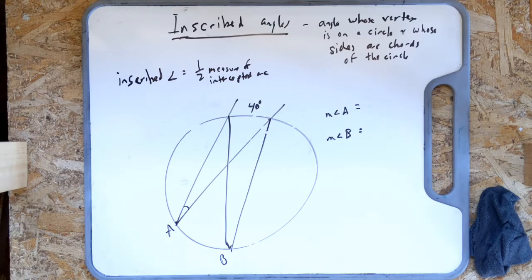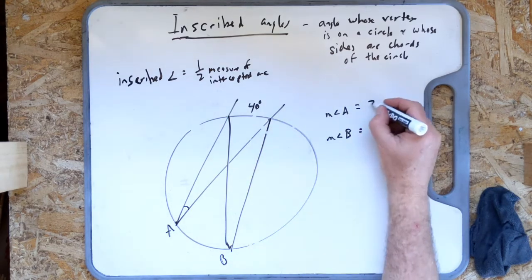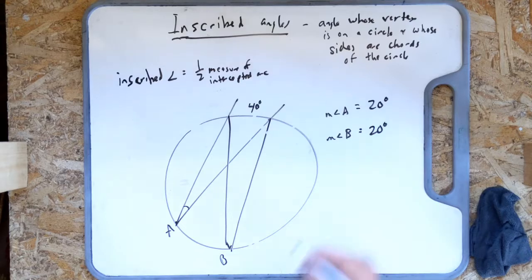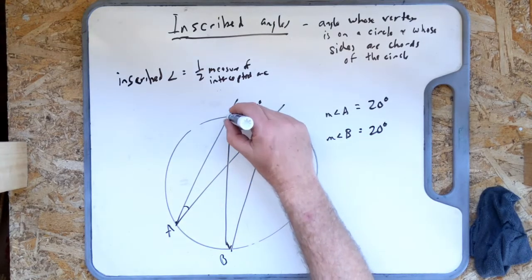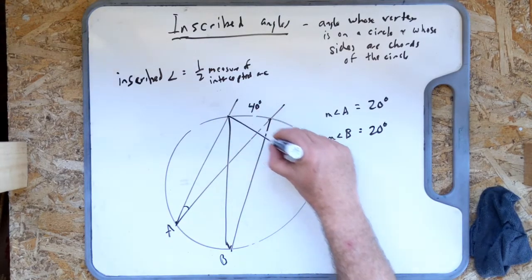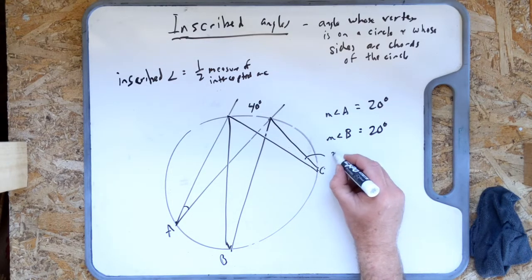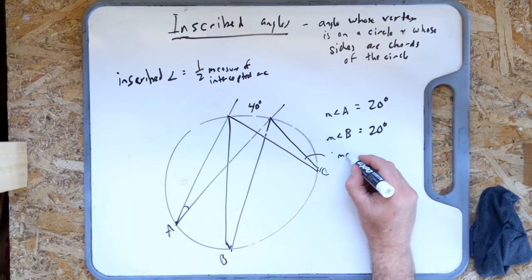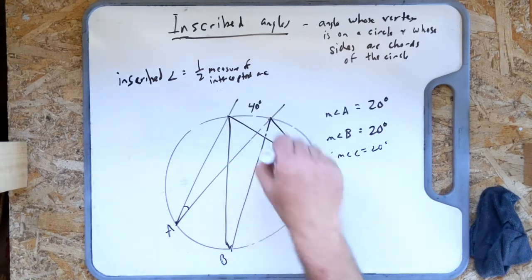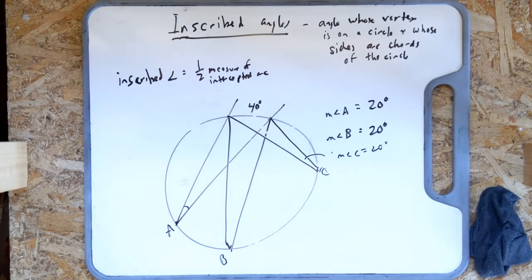If you come back, hopefully you got the answers for these now. This is just half that. That's 20 degrees. And that is also 20 degrees. And by the way, no matter how I connected this to the circle, if that was C, the measure of angle C would be equal to 20 degrees. No matter where I put this, it's going to be 20 degrees, as long as I have that same arc.